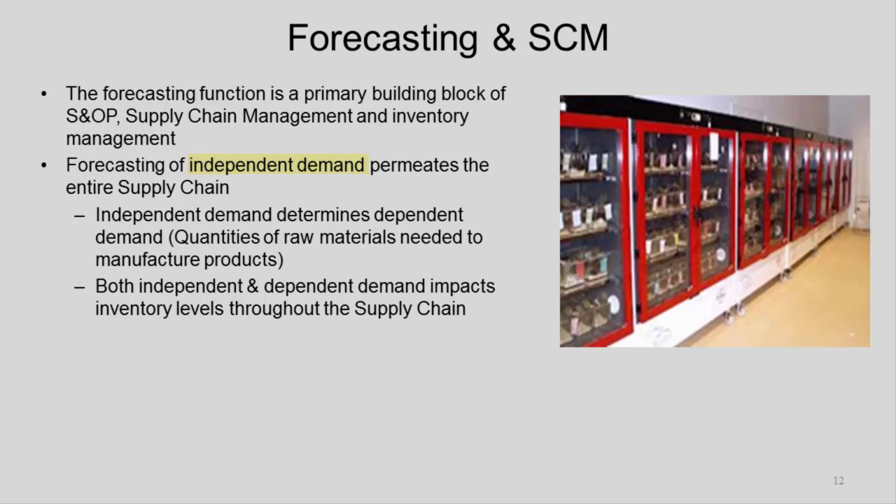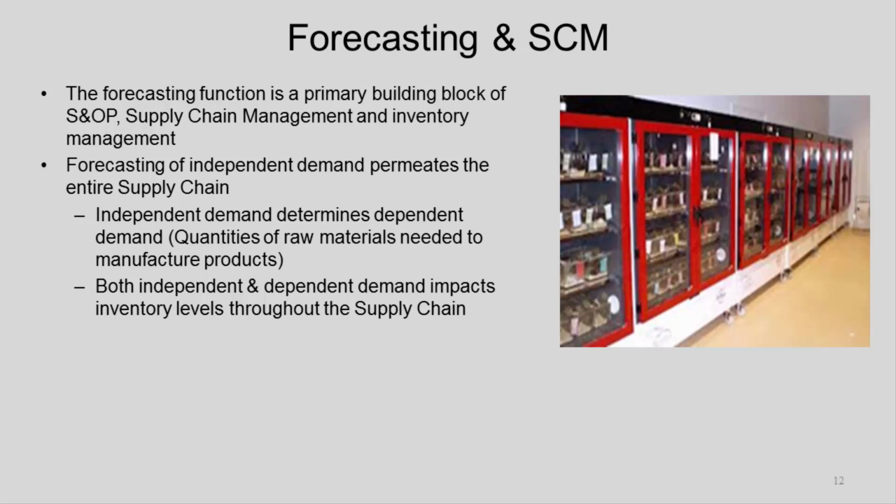That's independent demand. Dependent demand, which I alluded to within the context of material requirements planning, is the quantities of raw materials needed to manufacture products. So we have a forecast for how much finished product we think we're going to sell. Now, the amount of raw materials that either we or our contract manufacturer needs to acquire to meet that forecast depends upon the quantity in the forecast. That's the difference between independent, finished goods demand, and dependent raw materials demand.